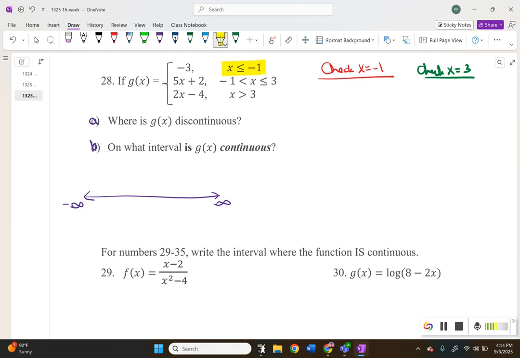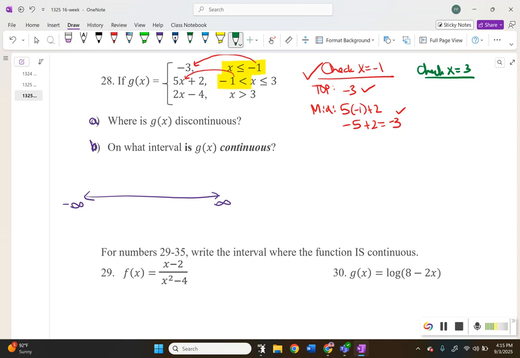And so checking x equals -1, I'm going to check the top equation and the middle equation. So checking the top equation, if I put a -1 in there, there's nowhere to plug the -1 into. So it's automatically going to be -3. For the middle equation, if I put a -1 in right there, I'm going to have 5 times -1 plus 2, which is -5 plus 2, which is -3. These are the same thing. So I get the same thing if I put -1 in the top or middle. That means x equals -1 is continuous. Nothing wrong with it.